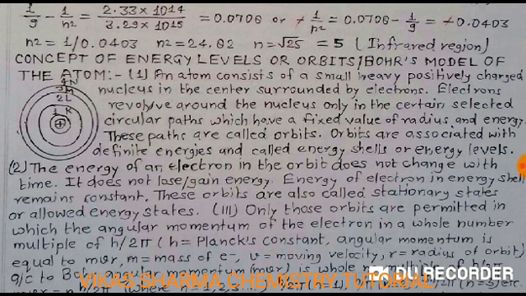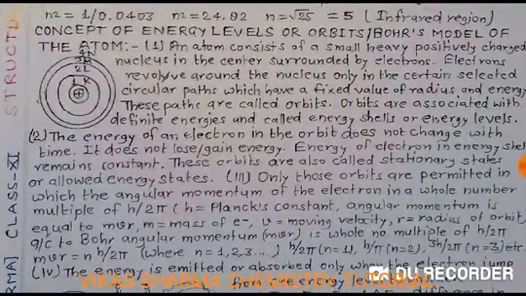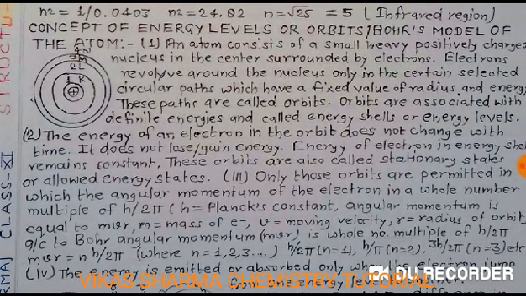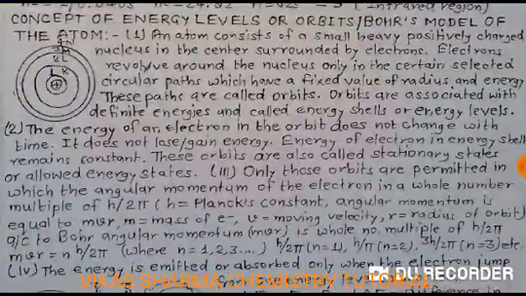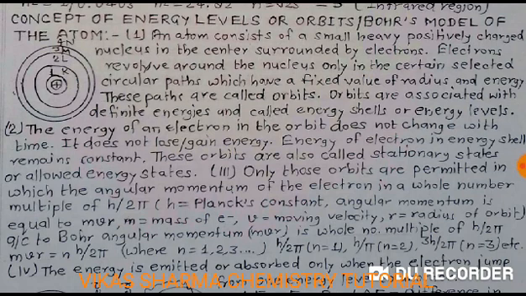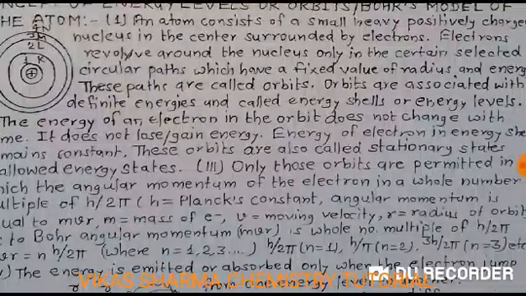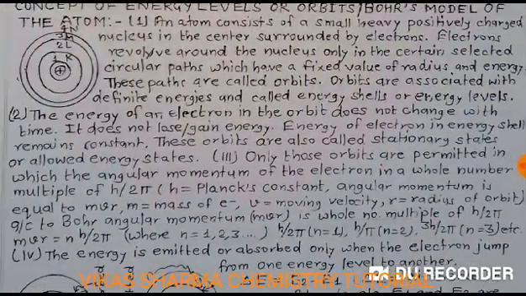Only those orbits are permitted in which the angular momentum of the electron is a whole number multiple of h upon 2 pi. h is equal to Planck constant. Angular momentum is equal to mvr, where m is the mass of the electron, v is the velocity, and r is the radius of the orbit. So according to Bohr, mvr is a whole number multiple of h upon 2 pi. mvr is equal to nh upon 2 pi, where n is equal to 1, 2, 3. So h upon 2 pi if n is 1, 2h upon 2 pi if n is 2, and 3h upon 2 pi if n is 3. Point number 4.